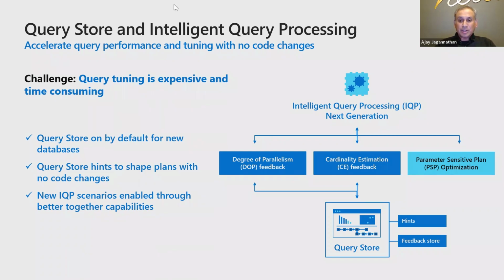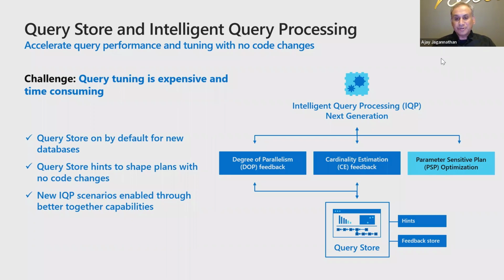And the third thing is we are also enabling new scenarios for IQP, which will work better together with Query Store. As you can see on the right side, IQP itself was introduced in SQL Server 2017. So now we are going into the third generation of IQP. Some of the common problems many customers have is, how do I tune my MAXDOP setting? What is the right setting at the server level, or database level, or the query level? The second problem space is cardinality estimation. It's an extremely hard problem.